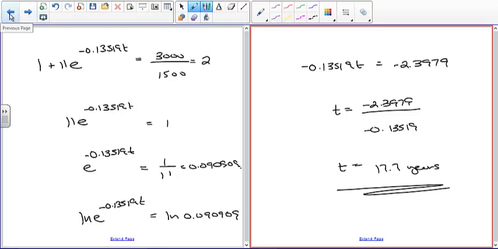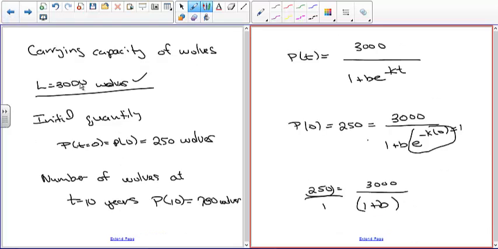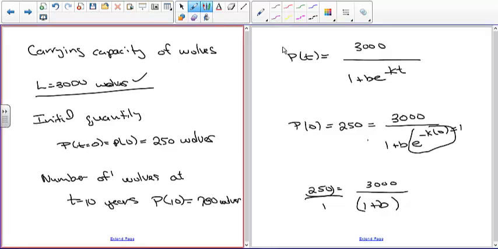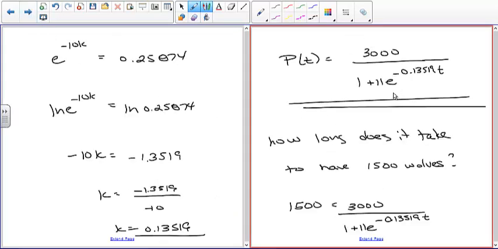Okay, so those are logistic growth problems. So again, what we do is you typically are given a carrying capacity, an initial amount, and the data at one time. From the carrying capacity, that's easy. That's just the numerator. From the initial quantity, you can calculate B. From the quantity at a particular time, you can calculate K. Once you do that, you get the equation. And then you can evaluate it at a particular time, or you can ask how long it takes to get to a particular quantity.